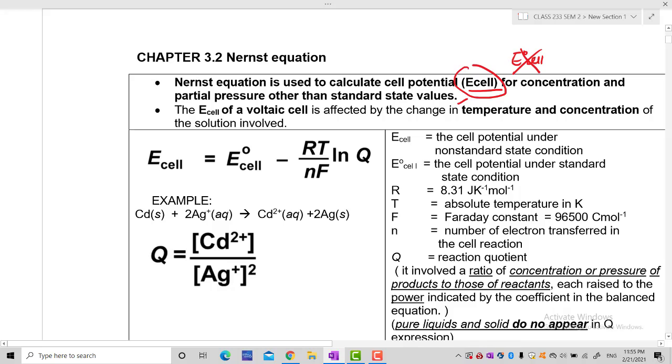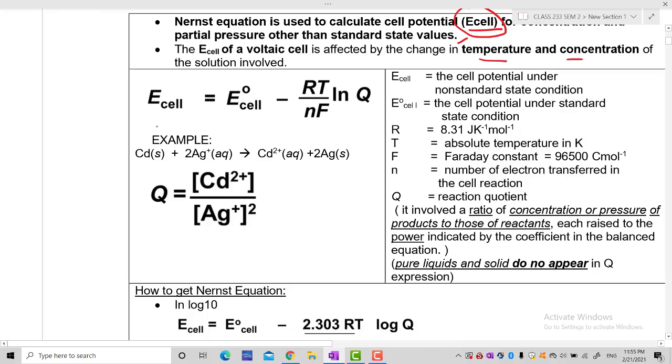The function of E cell is to measure the electromotive force between the two electrodes under non-standard conditions, meaning maybe not 1 molar or maybe not 1 atm. So the E cell of a galvanic cell is affected by changes in temperature and concentration of the solutions involved. So this is the formula we apply: E cell equals E naught cell minus RT over nF ln Q.